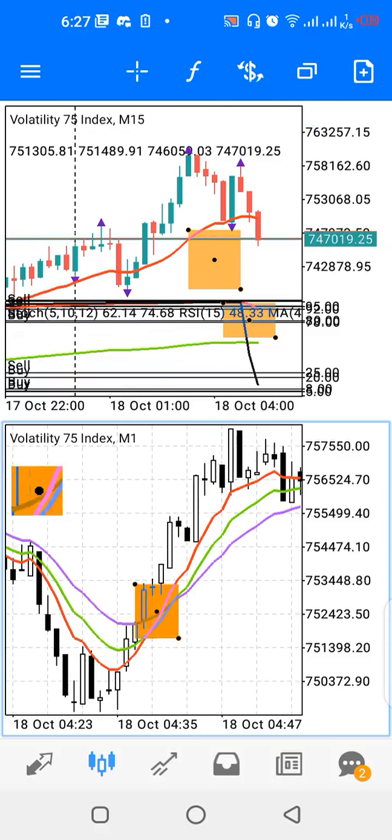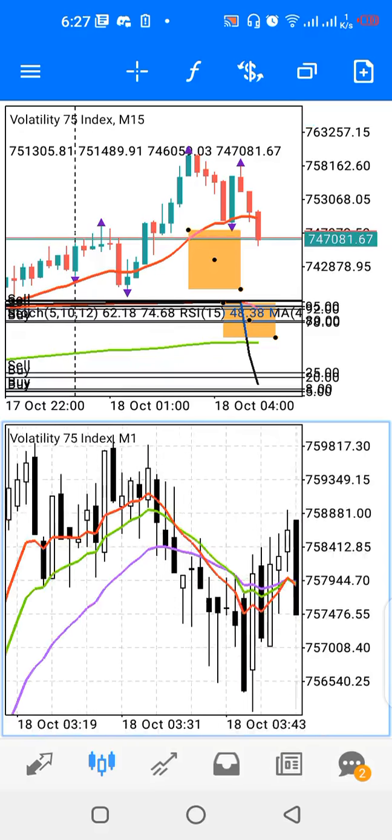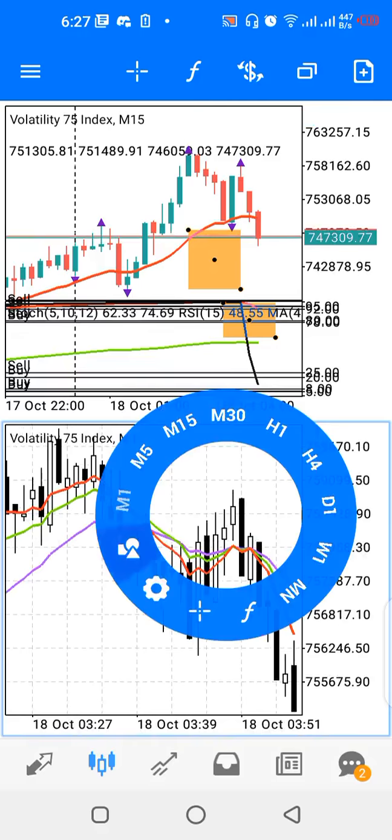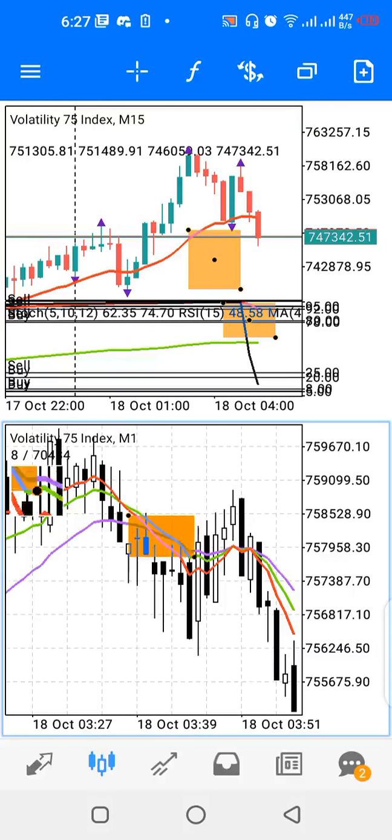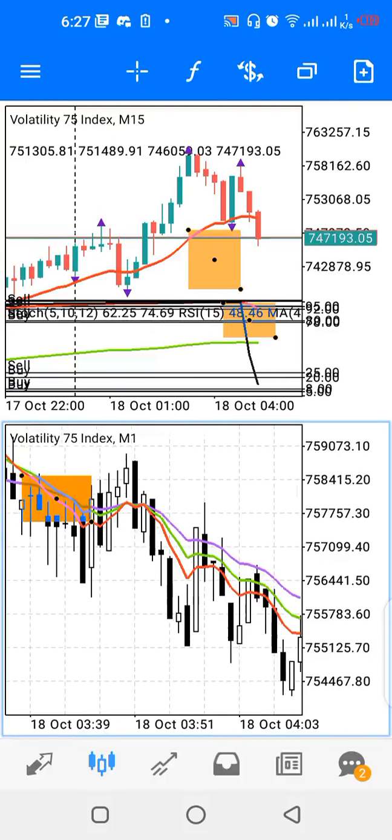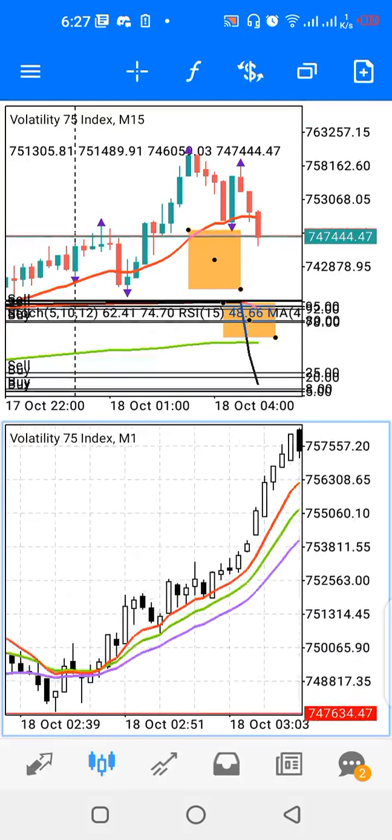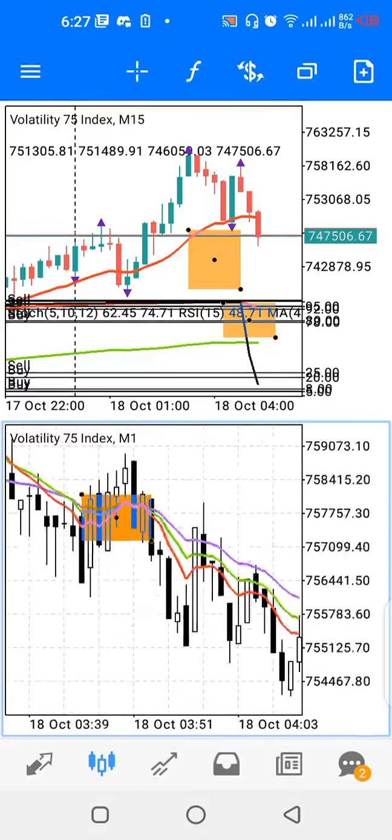On the 1 minute time frame, this is another bearish signal, and look at the bearish trend. All right, so that's it for the 1 minute time frame on the lower time frame.